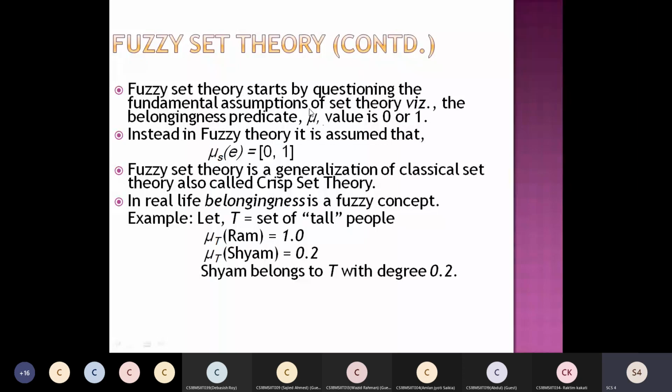देखो जो मैं यहाँ पे मेंबरशिप फंक्शन बोल रहा हूँ ना, इसको हम आर्टिफिशियल इंटेलिजेंस में belongingness predicate बोल के रिफर करेंगे, right? The same thing, this mu is known as belongingness predicate in our artificial intelligence. Its value, okay, for fuzzy set is between 0 to 1, including these two.